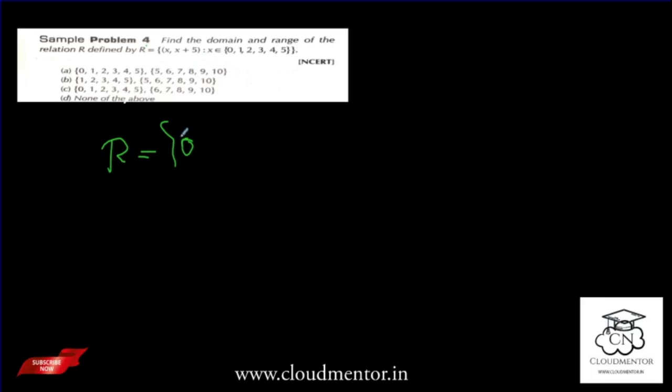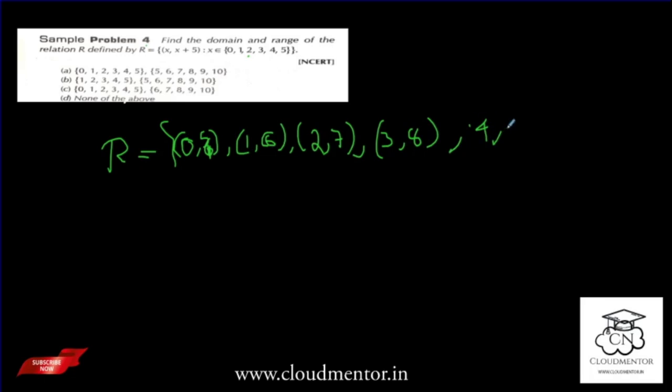So the ordered pair (0, 0+5), that is (0, 5); and the second, 1, then 1+5, that is 6: (1, 6). Then 2, 2+5, that is 7; taking 3, 3+5, that is 8; 4, 4+5, that will be 9; and now taking 5, 5+5, that is 10.